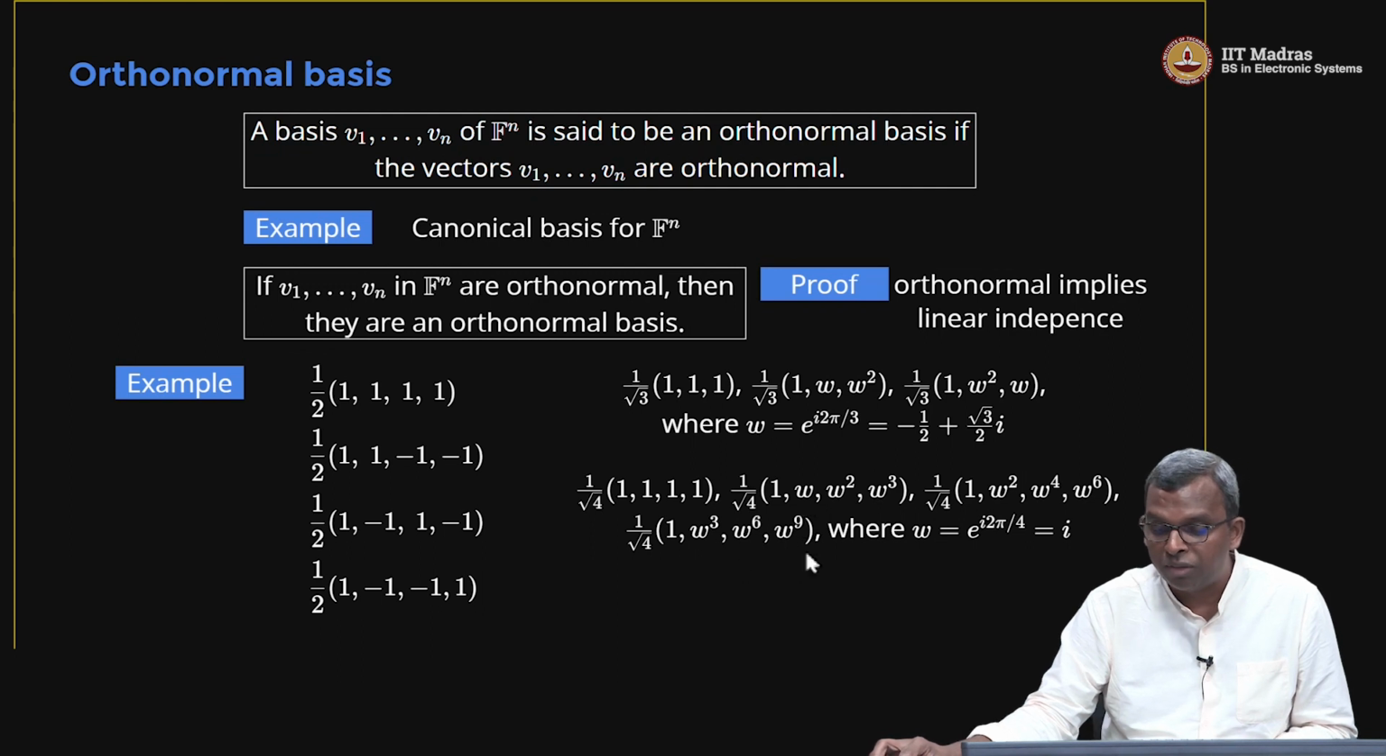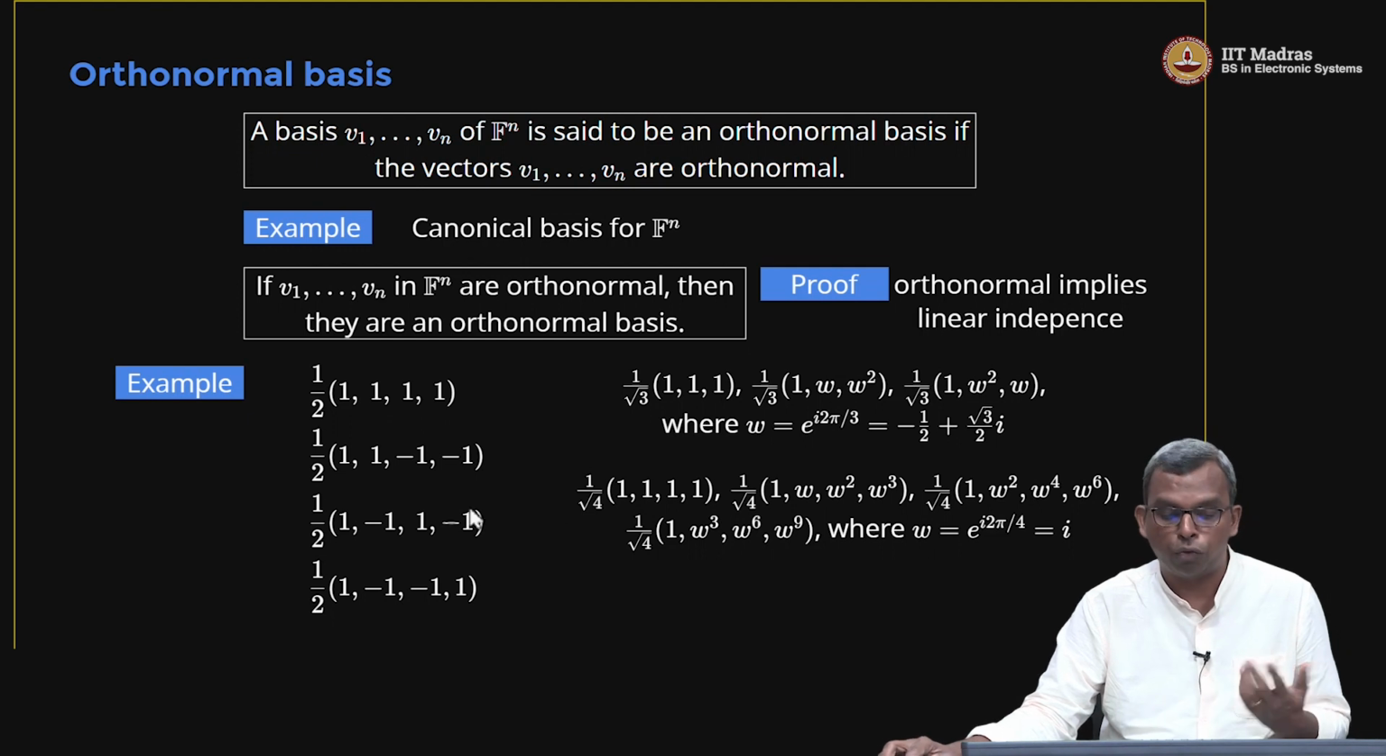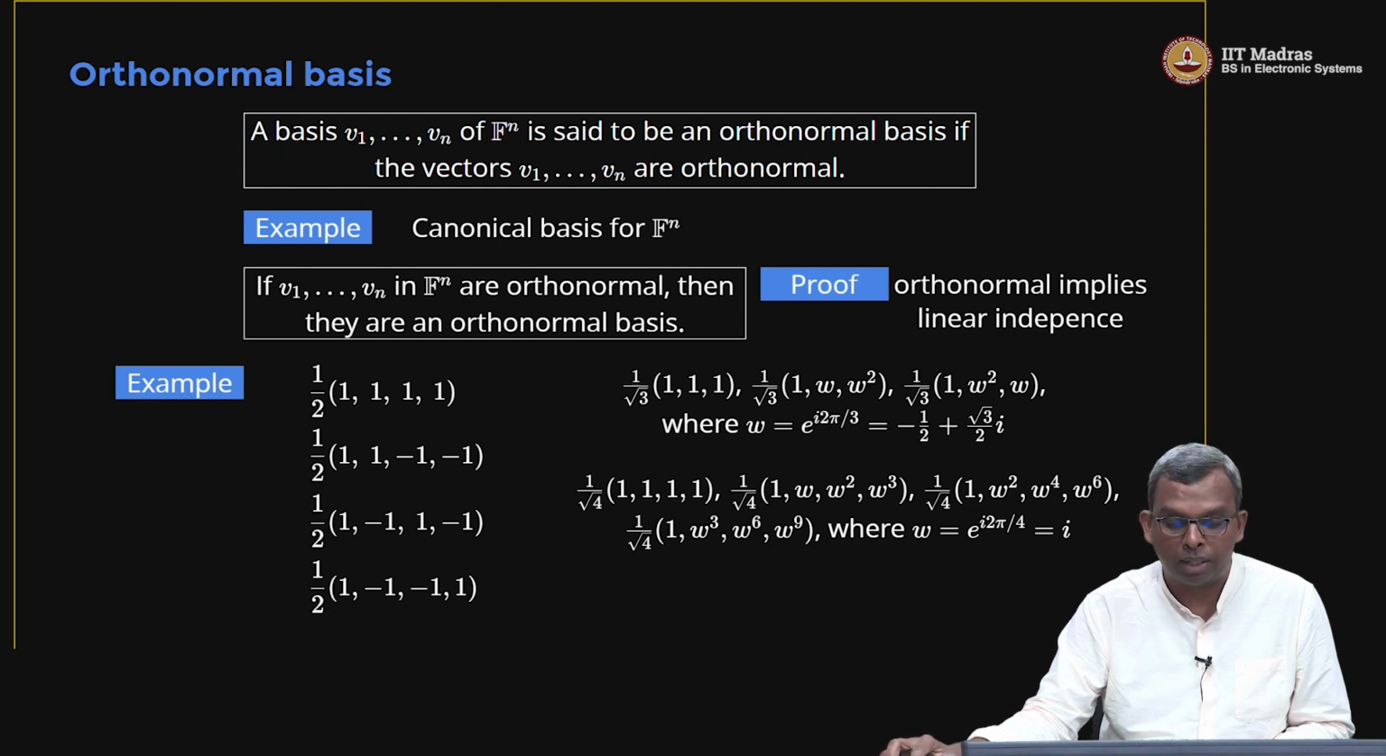I am going to leave this as an exercise. I have given you enough background here. Check the orthonormality condition for this set of vectors. This makes it a basis for C4. Now, this other set is also a basis for C4, these 4 vectors 1, 1, 1, 1, 1, 1, minus 1, etc. This is also a basis for C4.